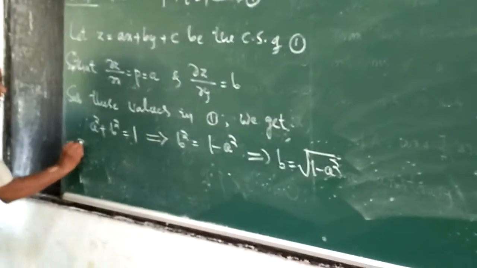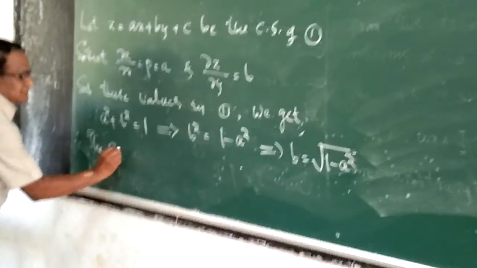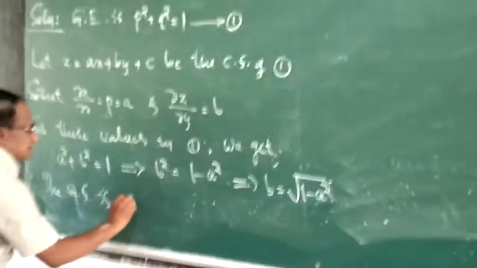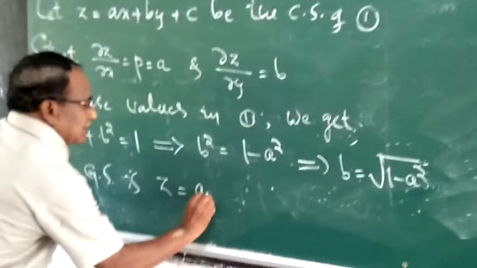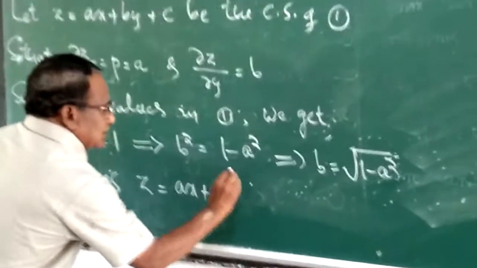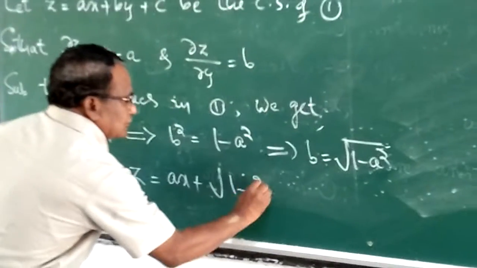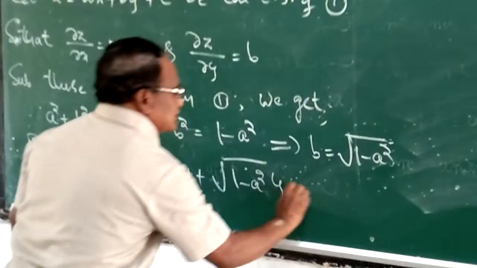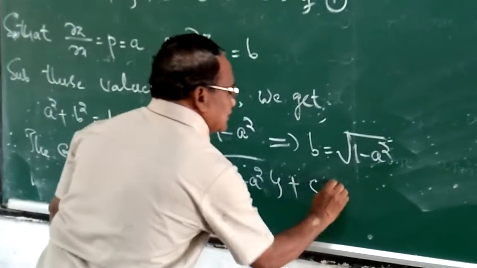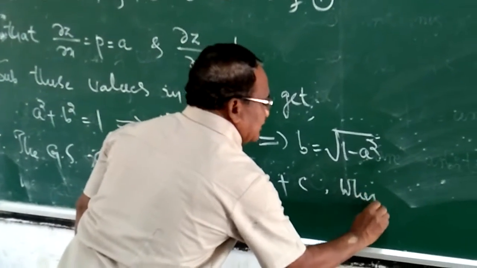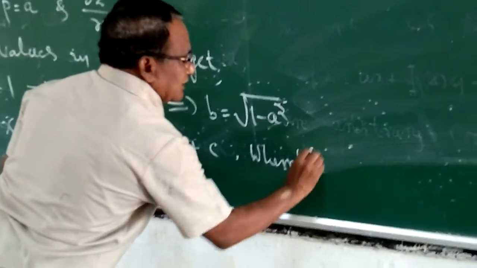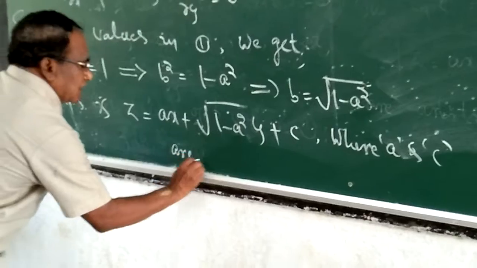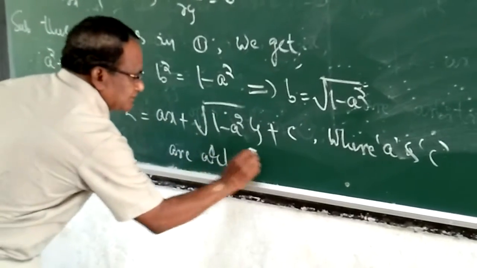Therefore, the general solution is z is equal to ax plus, instead of b, write root of 1 minus a squared into y plus c, where a and c are arbitrary constants.